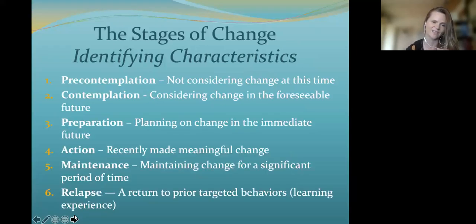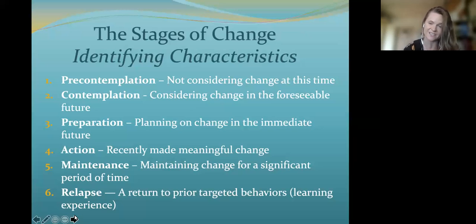In pre-contemplation, the person is simply not considering change at that time, or considering it at such a subtle level that it's not really detectable. In the contemplation stage, they are considering change in the foreseeable future, but there's quite a lot of ambivalence. In preparation, they're planning on change in the immediate future, but they're still sort of marshaling their resources and thinking it over. In action, they are actually taking those steps.